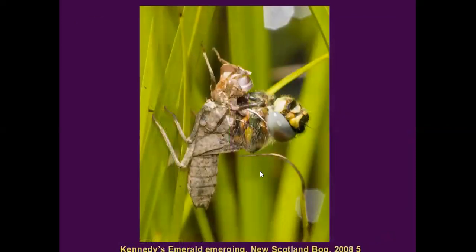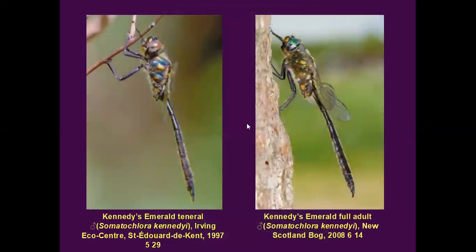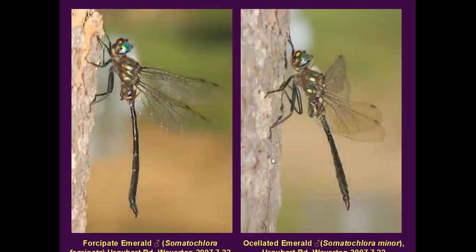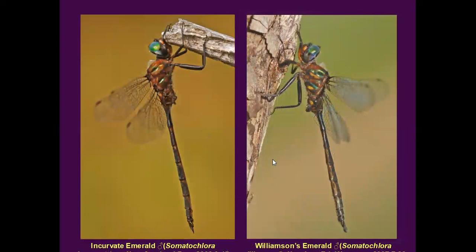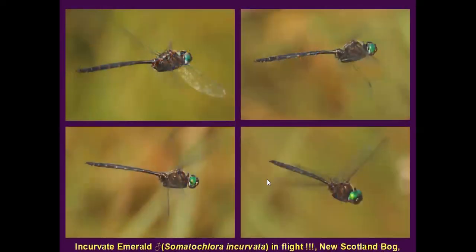Here's one emerging from its exuvia shortly after it's out of its exuvia, before it gets colorful eyes, and then one of the earliest to emerge, and then a full adult from the New Scotland bog here. And the Forsypate emerald, and the least emerald, and the Incurvate emerald, and the Williamson's emerald. They can all be told apart from the shape of their claspers at the end of the tail.